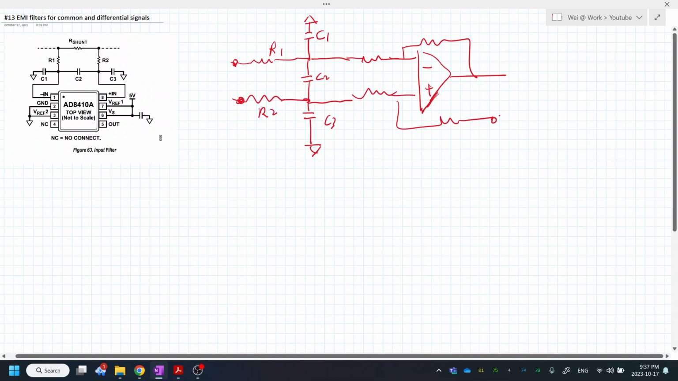If you don't know how the difference amplifier works, you can look at my previous videos. We have multiple videos talking about this. And this part is basically what's inside that chip. Okay. And in practice, to make this work better, normally we will have some criteria to choose the R1, R2, and the capacitor values here. Remember to maintain the common mode rejection ratio.